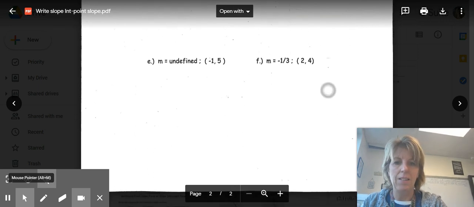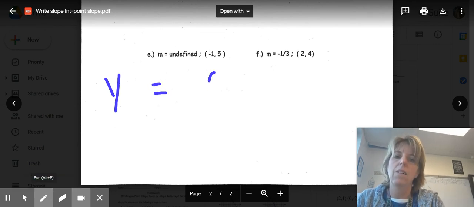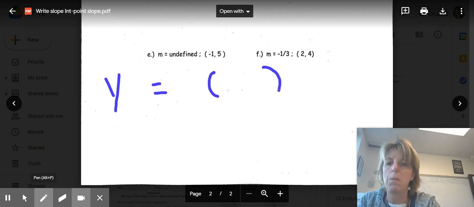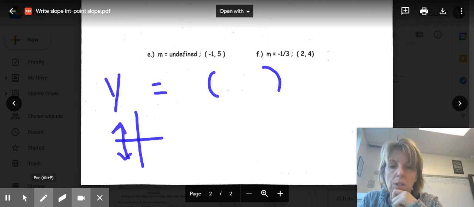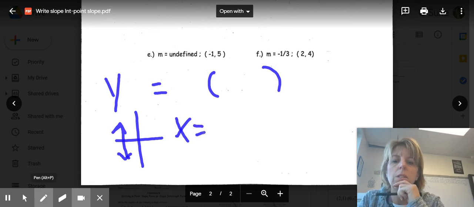Try E. All right, so E, let's write our formula. What do you think? It says M is undefined. Uh-oh. If M is undefined, remember that when we graph it, it's going to go like this. It's going to be vertical. It's not going to have a y-intercept at all. So it's simply going to be x equals, if I have a point -1,5, where is that going to cross?